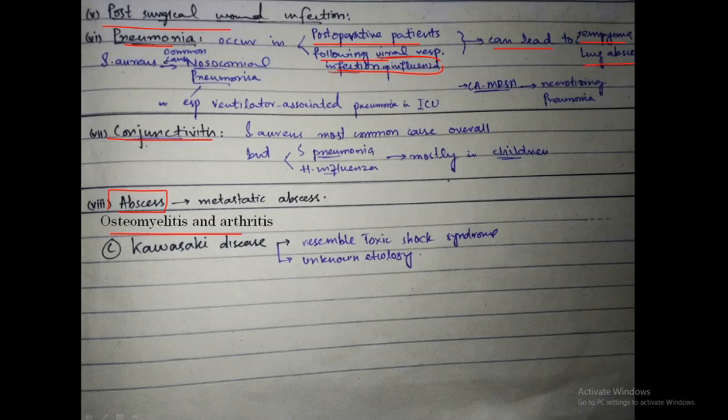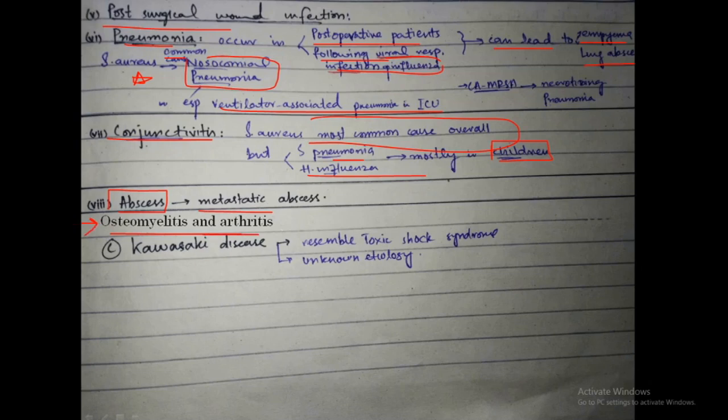Staphylococcus aureus is the most common cause of nosocomial pneumonia, especially in ventilator-associated pneumonia in ICU patients. Conjunctivitis: Staphylococcus aureus is the most common overall cause, but in children, Streptococcus pneumoniae and Haemophilus influenzae mostly cause this. Seventh is metastatic abscesses. Eighth is osteomyelitis and arthritis.